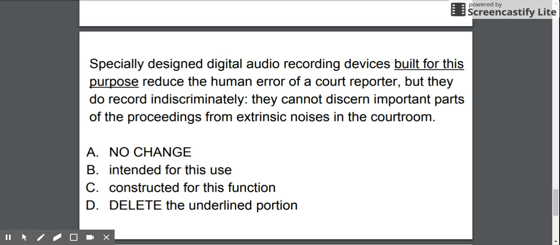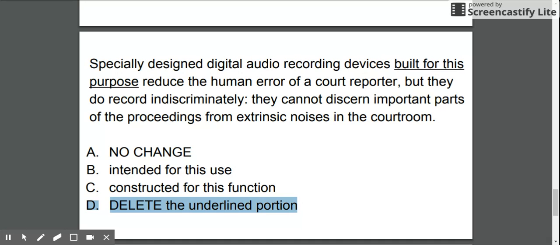I have these two answers in B and C that seem similar to what's in the sentence already. But now I also have D, delete the underlined portion. If I ever have an answer choice to delete the underlined portion, I'm going to take a careful look at that because that's going to have a couple of functions. It might be eliminating some wordiness. It might be eliminating some redundancy, meaning something was already said in the passage and I can then eliminate what's underlined. So I'm going to actually check D first.